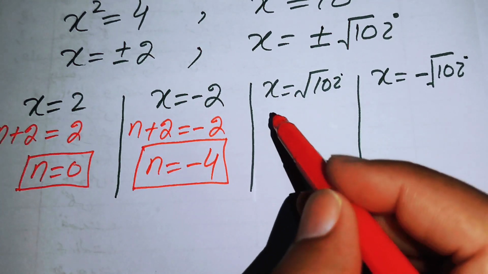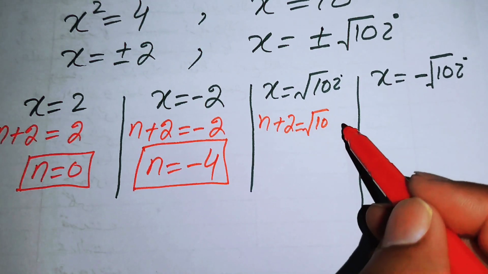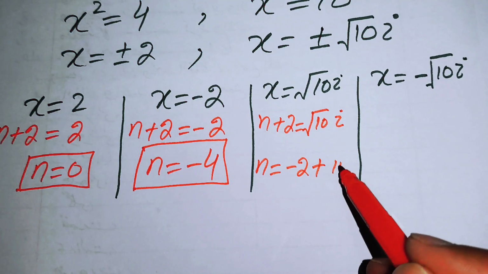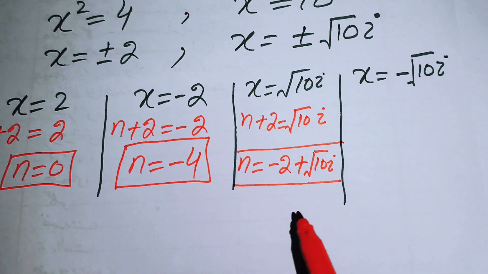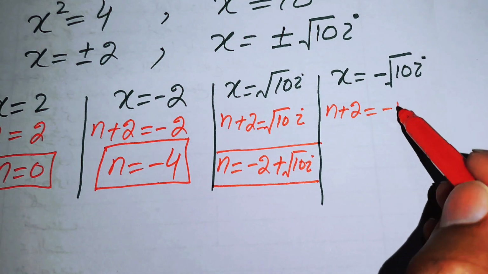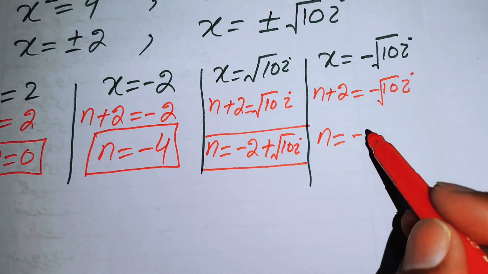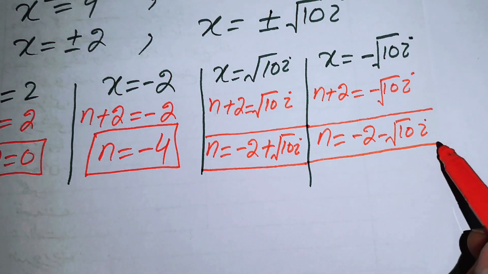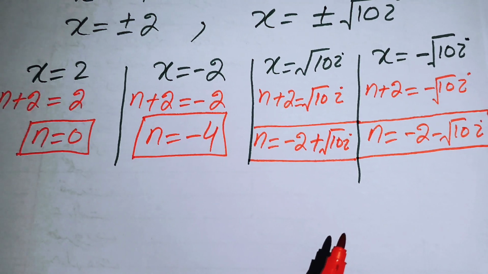And now you put the value of x here, it is n plus 2 is equal to square root of 10 iota, and here you get n is equal to minus 2 plus square root of 10 iota. So this is the third factor. Similarly, when you put here, you get n plus 2 is equal to minus square root of 10 iota, and here you have the value of n is minus 2 minus square root of 10 iota. So these are the four roots of the given equation, and this is our final answer.